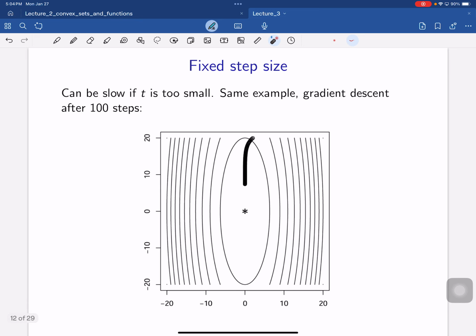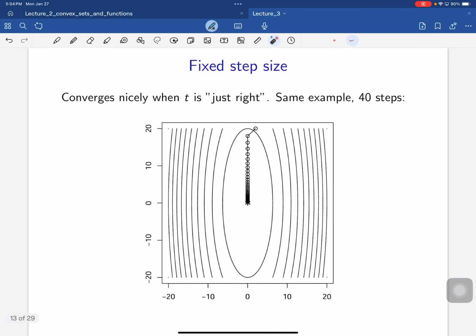On the other hand, if you choose a step size that is too small, it will take too many iterations to converge. But you don't suffer from this divergent behavior because the step size is small. The gradient is still valid in the neighborhood of the point where you calculate the gradient. So you are still taking a descent direction, but you need many iterations to converge. Now, if you happen to pick a step size that is just right, then you will converge within a small number of iterations.